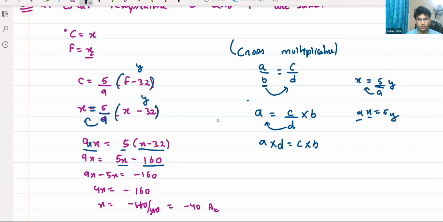Sir, in the last step, x is equal to minus 160 divided by 40, sir. Okay, sorry, that is not 40. That is 4. That is my mistake. Four. That is 4. Okay? Right. Very good, Nabil. Okay, got this? Did everyone understand?